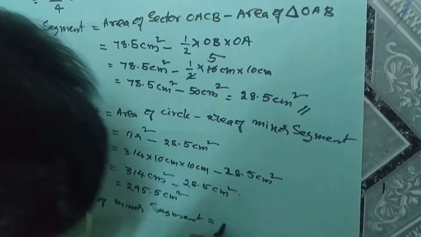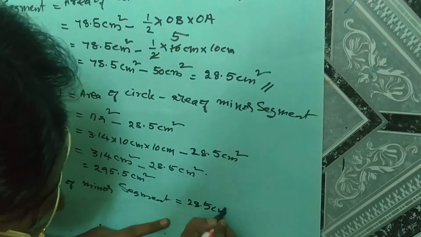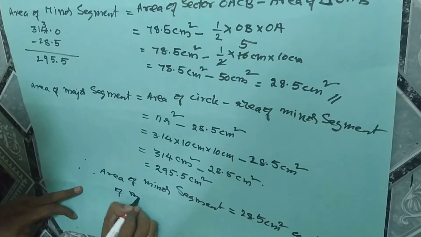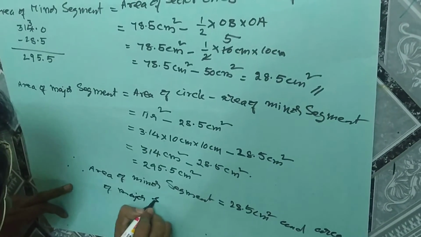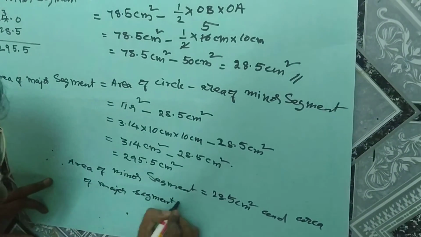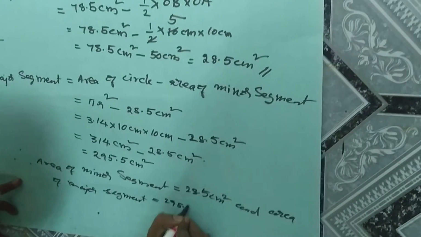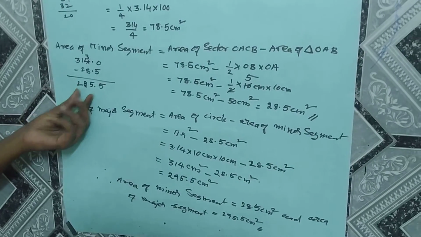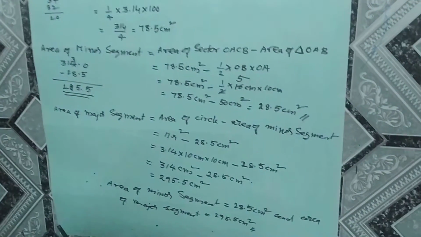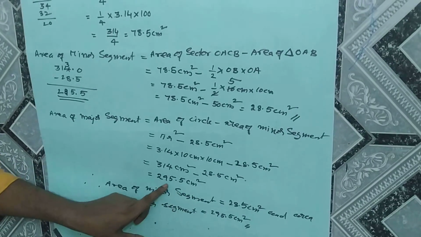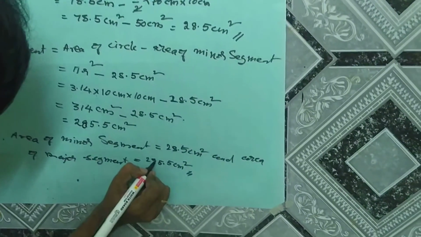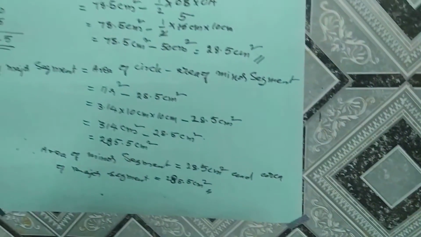Last step: therefore the area of the minor segment equals 28.5 centimeter square and the area of the major segment equals 285.5 centimeter square.